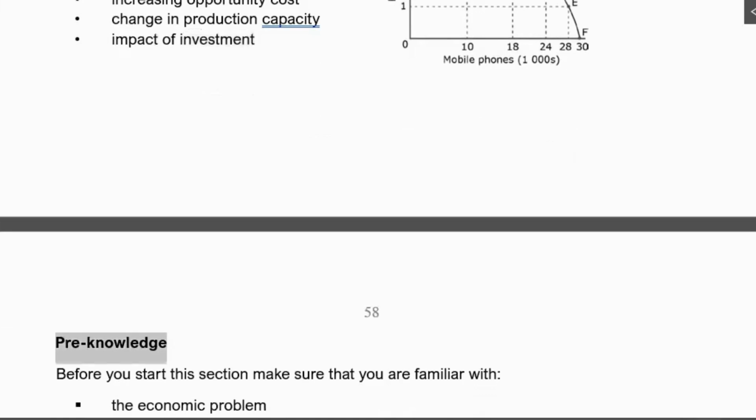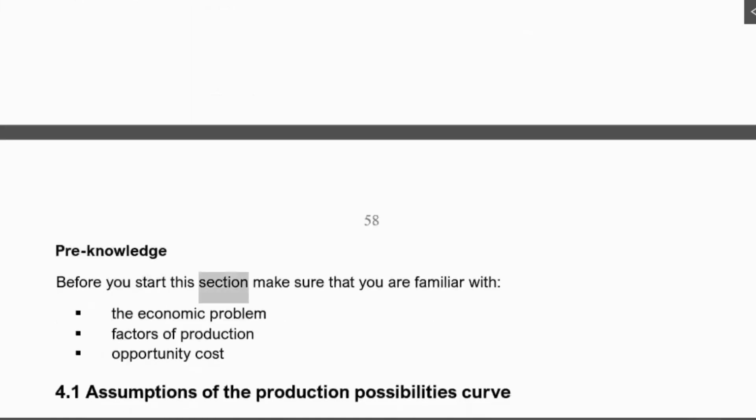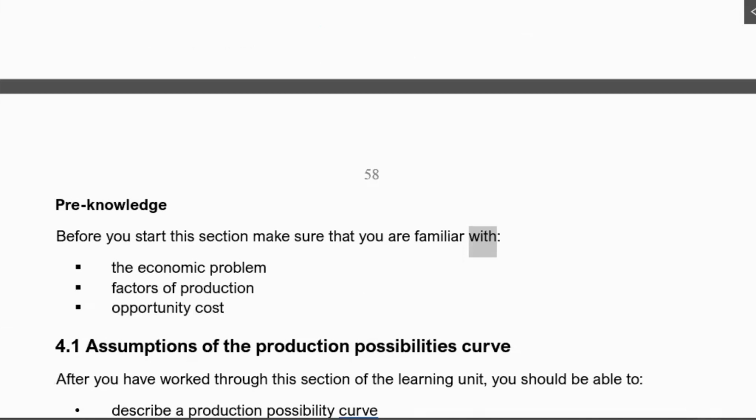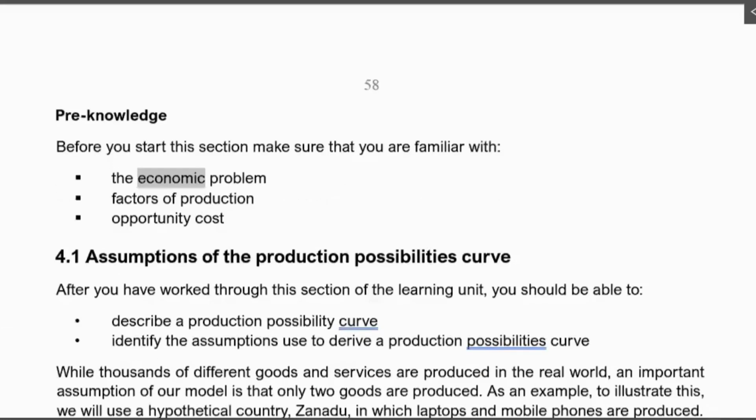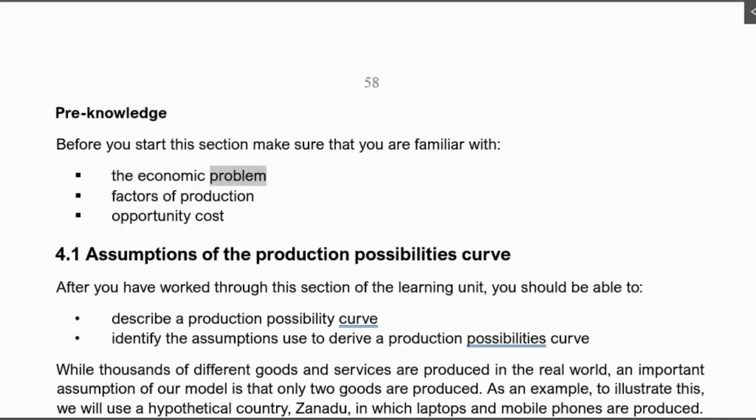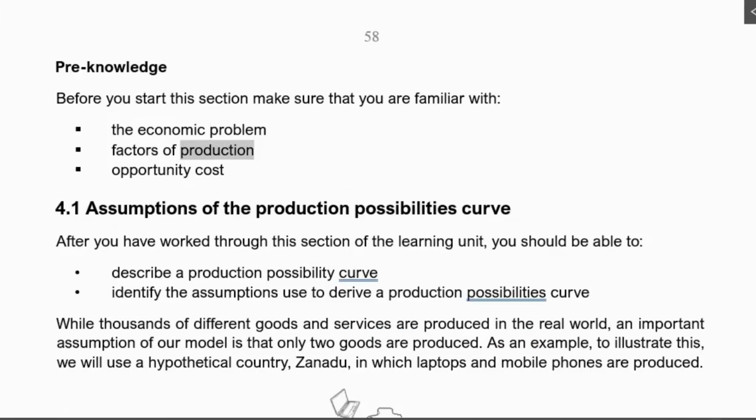Pre-knowledge. Before you start this section, make sure that you are familiar with the economic problem, factors of production, opportunity cost.